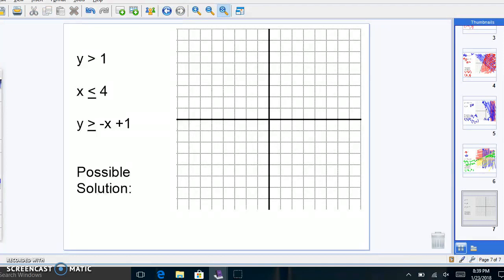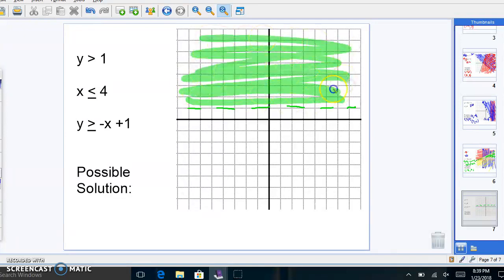All right, our last one where we have 3 inequalities. So since I have green up, let's go with y is greater than 1. So we have a dotted line at an intercept of y being 1. Numbers that would be bigger than y greater than 1 could be, I'm trying to click my green color here, there we go. So numbers that are greater than 1 would be above the line.